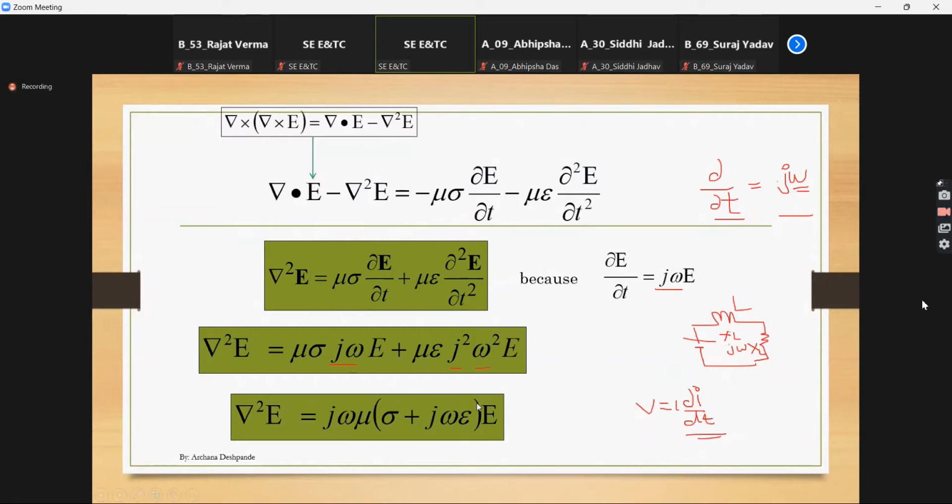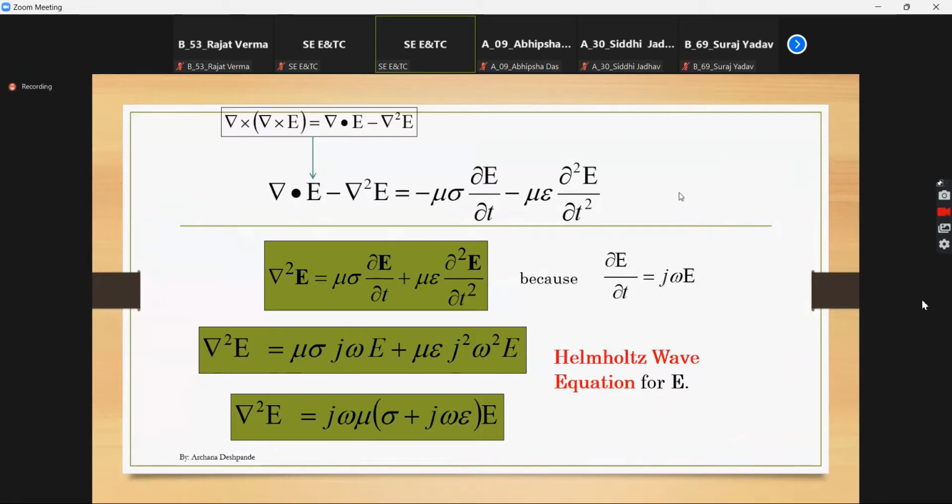wave. This is also a wave equation, but it is in terms of harmonically time varying fields, and this particular equation is called the Helmholtz equation. For communication, this equation is very important, and we are going to consider it later in our discussion. This is called the Helmholtz equation, the wave equation in terms of electric field. Please remember this Helmholtz equation.